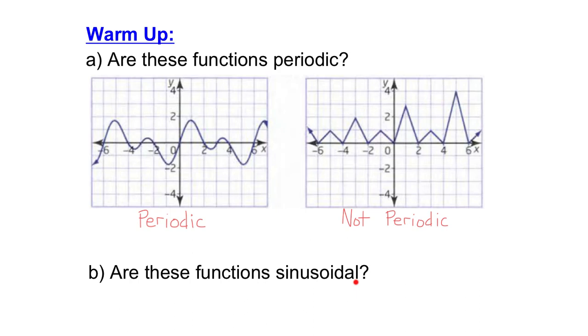Are these sinusoidal? Well, because this one is not periodic, it can't be sinusoidal because a sinusoidal function is a type of periodic function. So is this one sinusoidal? Well, it's not sinusoidal because even though it looks like a wave pattern, it's not a wave with a constant amplitude. So we see waves of differing heights throughout. A sinusoidal function would have a constant amplitude throughout. We wouldn't see different sized waves, in other words.